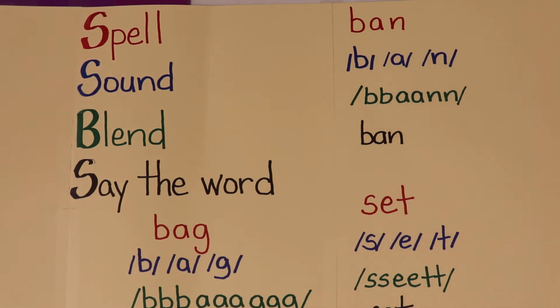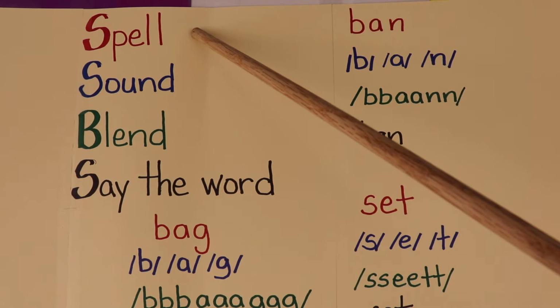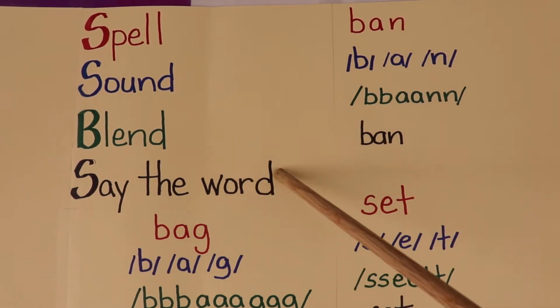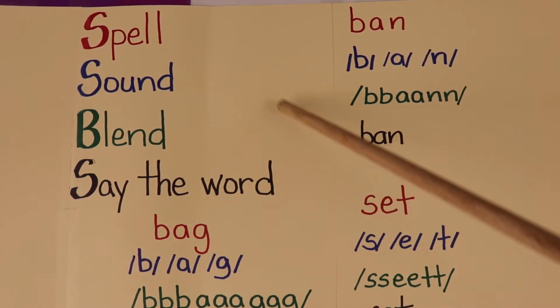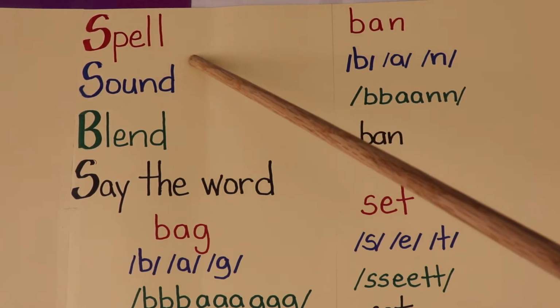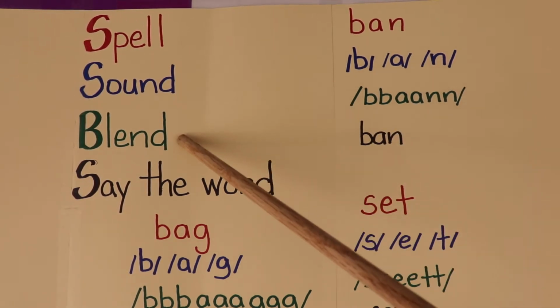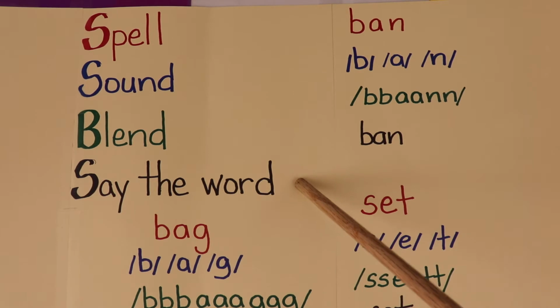Today we are going to learn how to sound out CVC words. CVC words are three-letter words that follow a pattern. It starts with a consonant, then there's a vowel in the middle, then it ends with a consonant. We are going to follow these 4 steps to sound out CVC words. First, we're going to spell the word, then sound the word, then blend the word, then say the word.